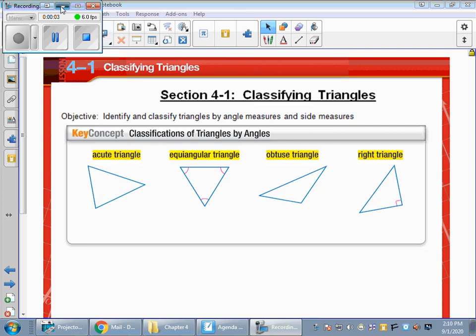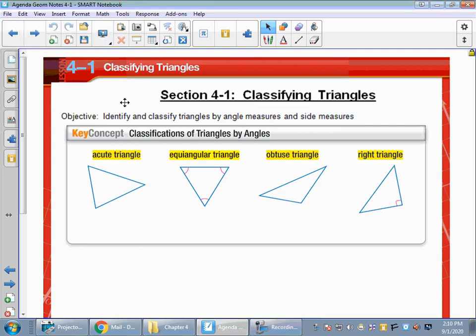Okay, geometry, section 4.1, classifying triangles. I know your notes look a little bit different here, and the organization of them looks a little different on yours at the start, and then it'll get back to normal. But again, just draw the picture for your example, and then your description. Just talk about what I have underwritten underneath each of these.